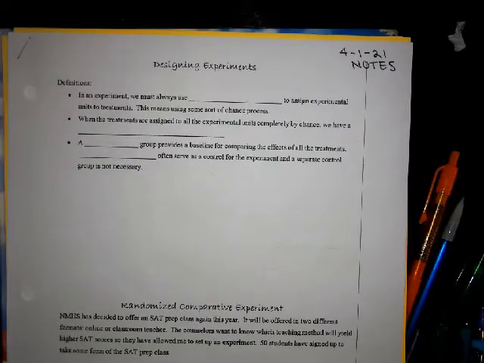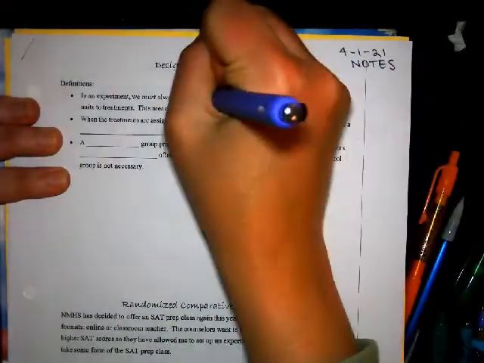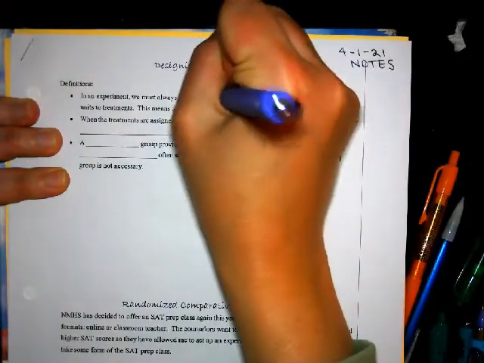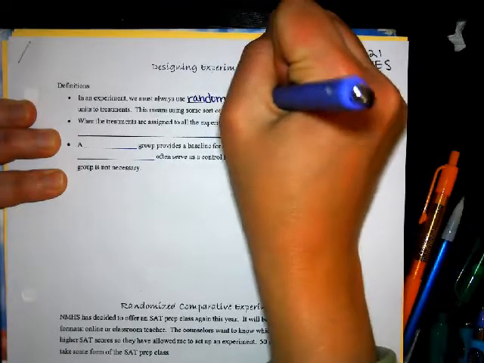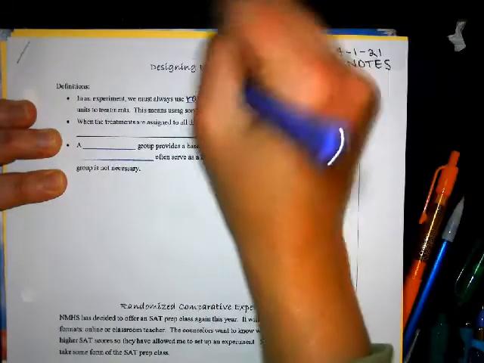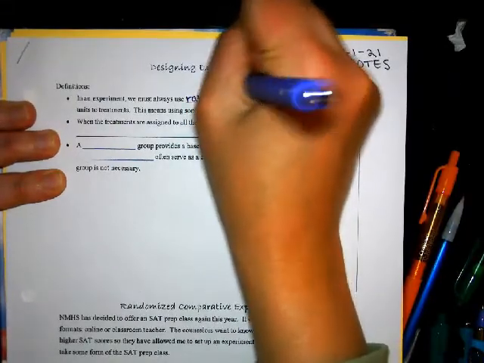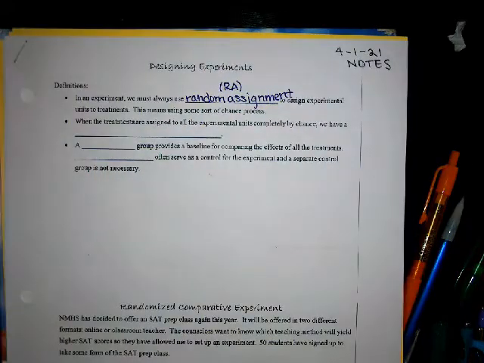So many definitions. In an experiment, we must always use random assignment. We talked about with samples, we always have to have randomness. Same with experiments. You have to have random assignment, or it's not an experiment and you can't prove cause and effect. And by the way, random assignment, I abbreviate as RA, especially when designing my experiments. It's much easier to write RA than random assignment. Like I've said before, I'm lazy.